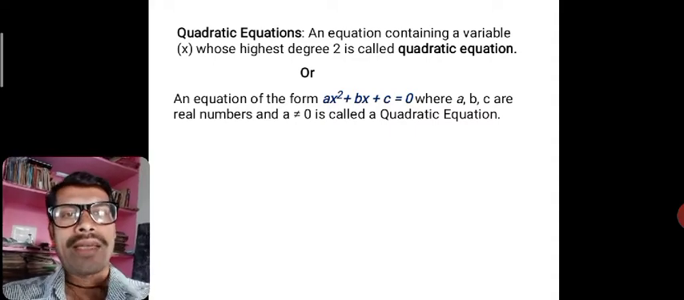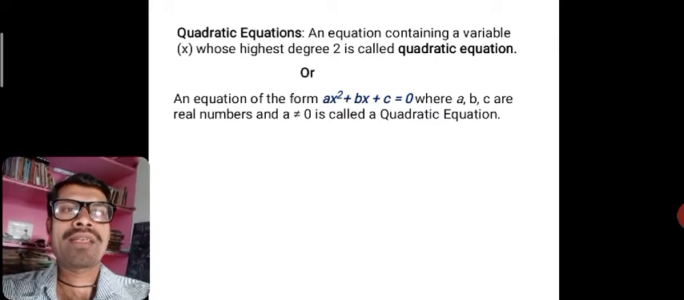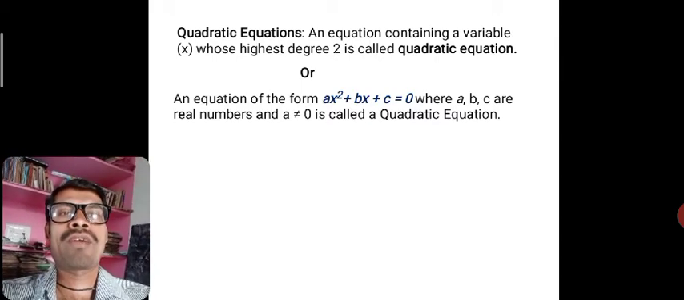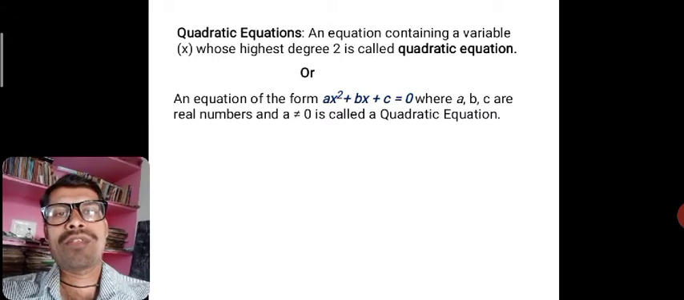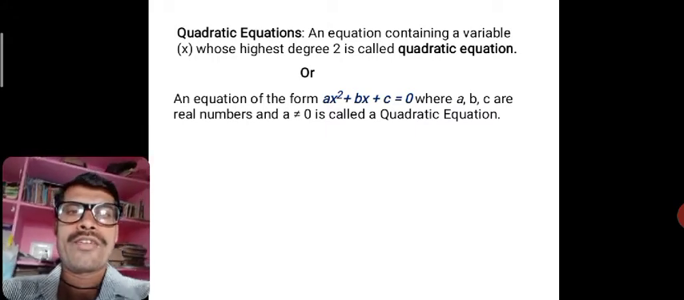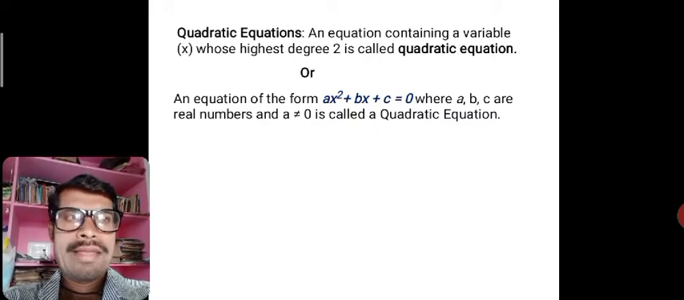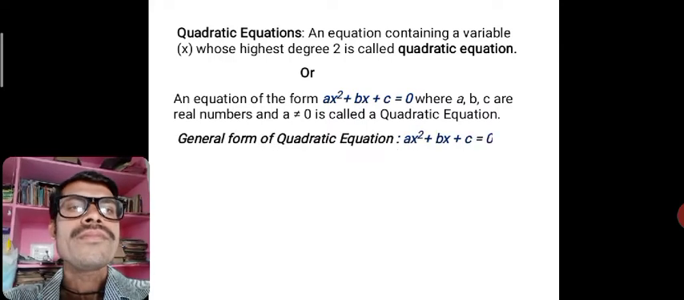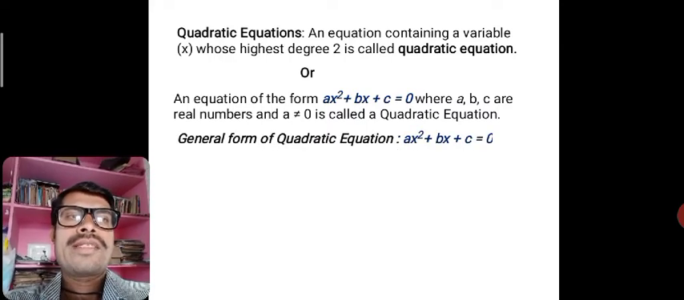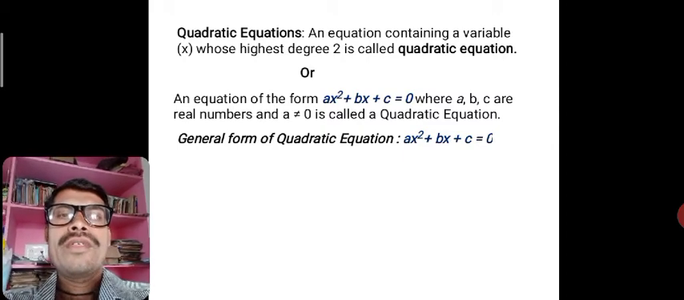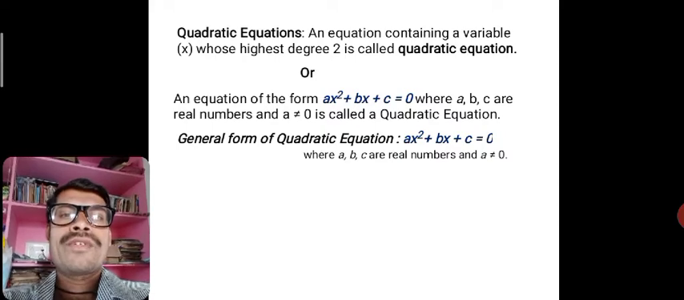In general, the general form of a quadratic equation is ax square plus bx plus c is equal to 0, where a not equal to 0. That we have to remember. This is a very important thing that we have to know. Here a, b, c are real numbers and a not equal to 0 is the condition.